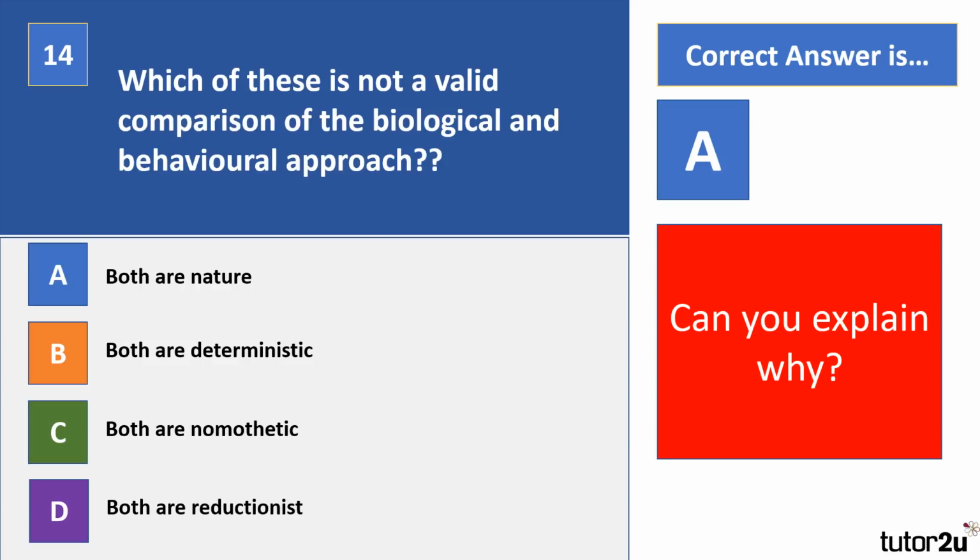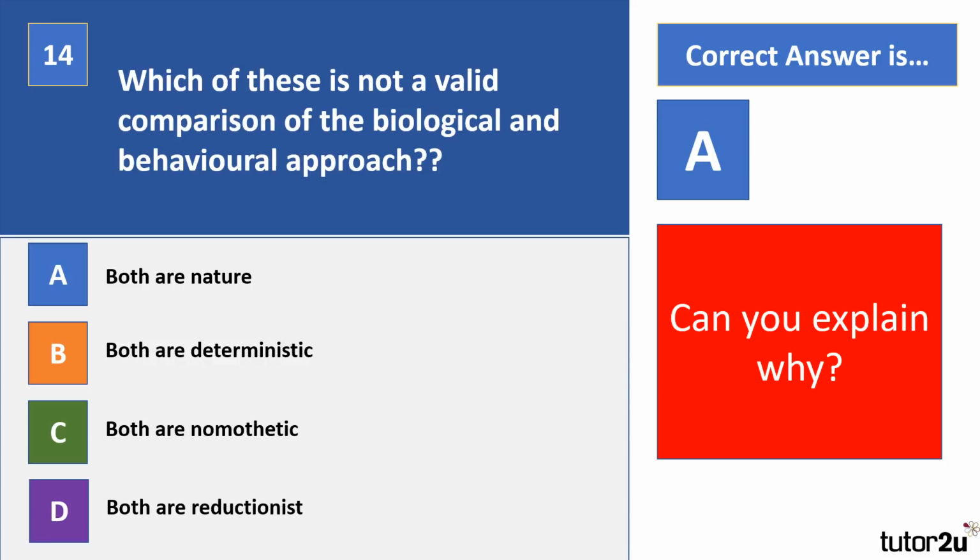So we've got both are deterministic, they both argue that behaviour is outside of our free will. Biological says it's largely determined by internal factors, so genes and biology, and behavioural, our environment, so external factors. We've got both are nomothetic. In case you don't know what nomothetic means, it comes from the Greek word nomos, which means law. So it's about psychologists who are interested in establishing general laws and principles, and they do this through studying large groups of people, and they use statistical quantitative techniques to analyse their data.